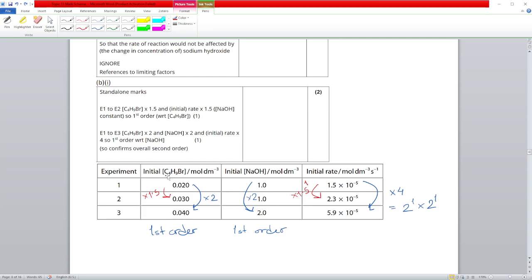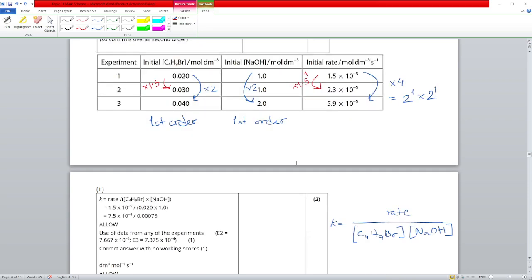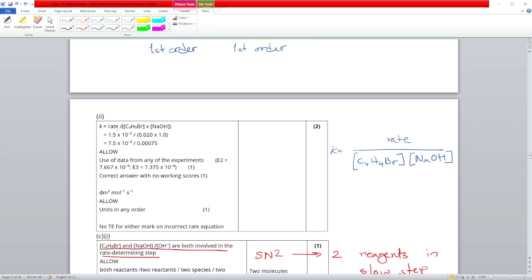We already know that C4H9Br is first order, so if it's a 2x, then the initial rate would be doubled. And then this is also 2x'd, the NaOH, and we see that the initial rate altogether is times 4. That means it's 2 to the power 1 into 2 to the power 1, so 2 times 2. That means each of these were first order. The powers are what's telling us what order they are. These powers are taken to the multiplication numbers here in the changes in concentration. A very, very convoluted way to do these types of questions, but it is what it is.